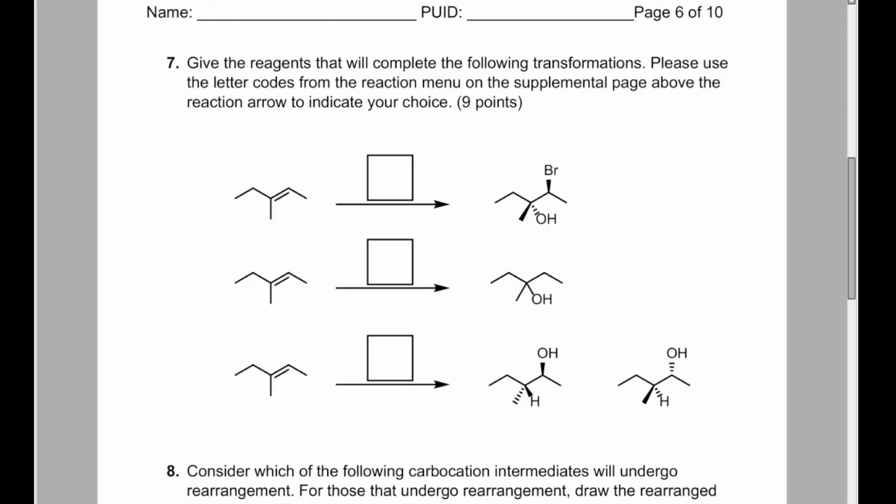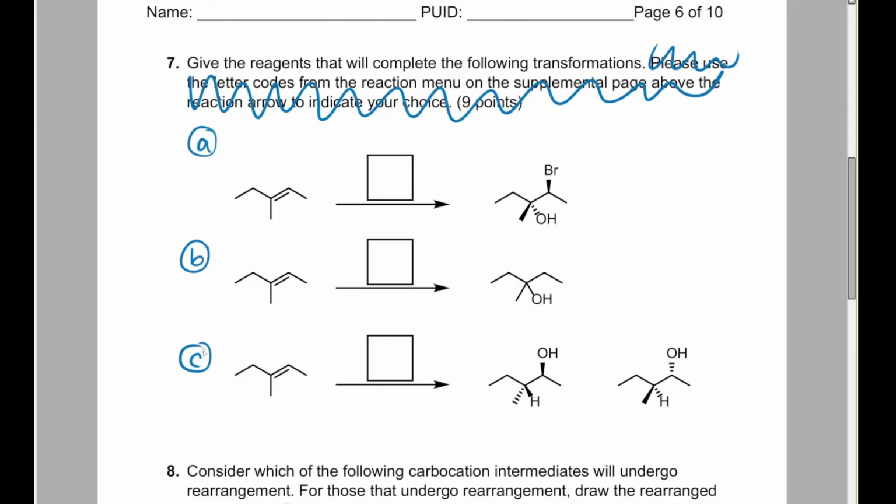7. Give the reagents that will complete the following transformations. Please use the letter codes from the reaction menu on the supplemental page above the reaction arrow to indicate your choice. Depending on the professor and the term you're taking this course, you might not be given a reaction menu. We're just going to disregard that and actually choose the actual reagents in this case. I'm going to split this into 3 parts, A, B, and C, and I'll identify which reagent is allowing these transformations to take place, and then I'll provide the mechanism and explain it.